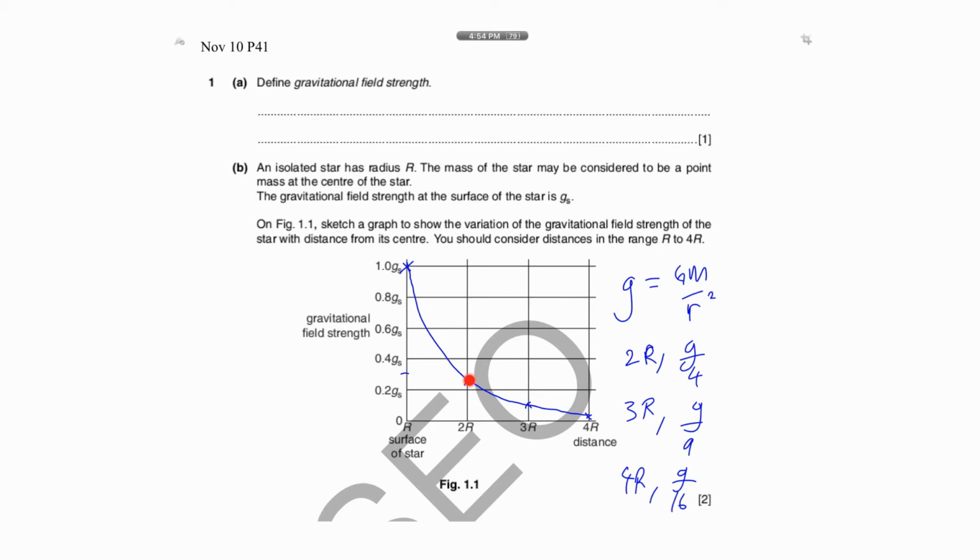You see that? Similarly, for 3R, G over 9 is about 0.11 something. So this 0.1 is somewhere in the middle. That's your 1 over 9. Then calculate your 1 over 16 and then you plot here also. Right? Then only you join a nice smooth line like this.